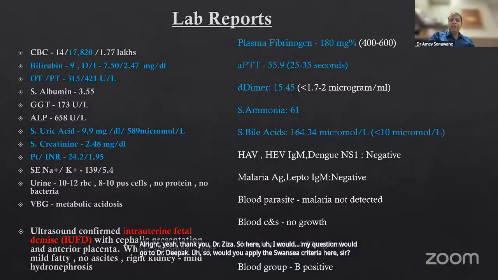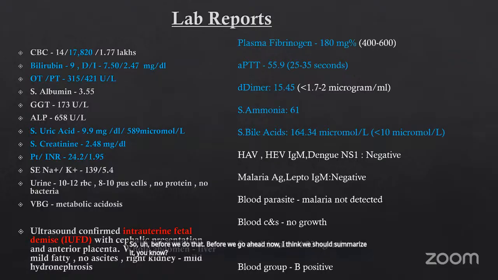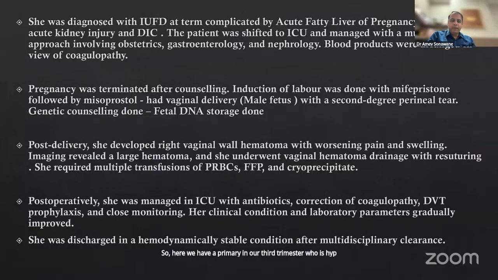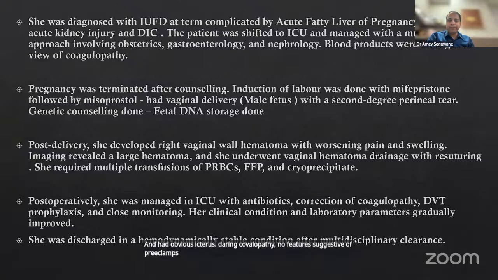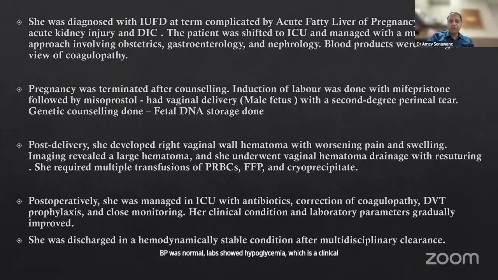Before we go ahead, I think we should summarize it. So here we have a primigravida in her third trimester who is hypothyroid, who presented acutely with pain, vomiting, and had obvious icterus, deranged coagulopathy. No feature suggestive of preeclampsia, like pedal edema was not there. BP was normal. Labs showed hypoglycemia, which is a clinical marker towards what's happening.